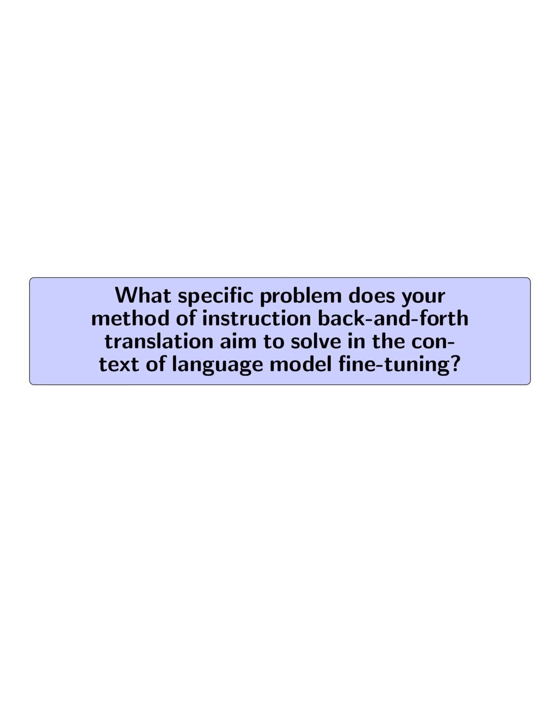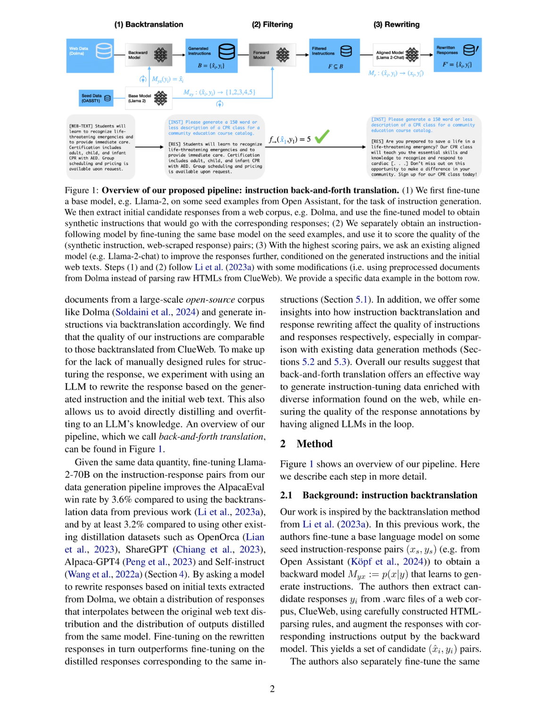What specific problem does your method of instruction back-and-forth translation aim to solve in the context of language model fine-tuning? The method of instruction back-and-forth translation aims to address the limitations of existing instruction tuning data generation methods, particularly the reliance on high-quality text sources like ClueWeb, which is costly and restricted.